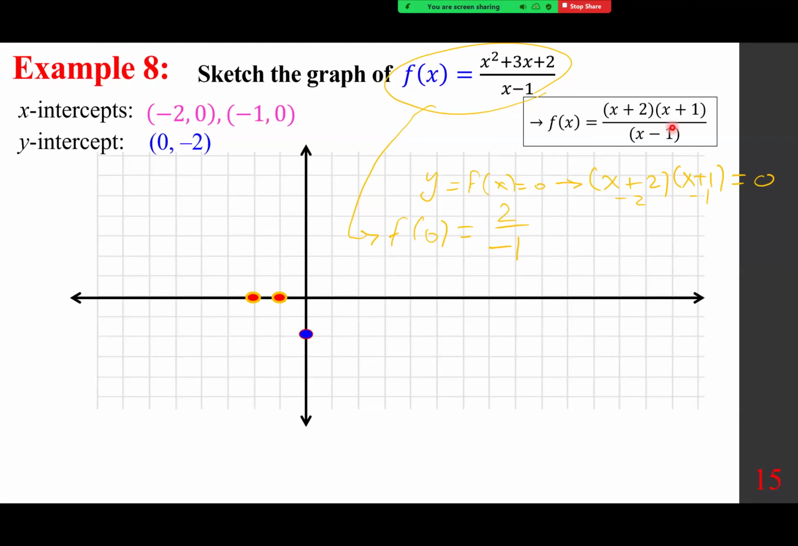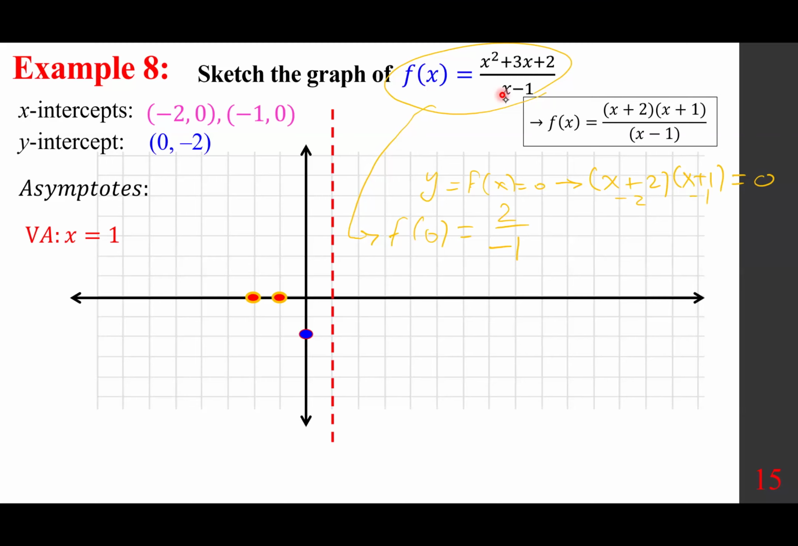Vertical asymptote is very simple. The denominator is 0, x equals 1. So the vertical asymptote, VA for short, is x equals 1. Now, the degree of the numerator is 2, the degree of the denominator is 1. The difference of 1 says there is no horizontal asymptote, there is an oblique asymptote. We can find it by either long division or synthetic division. So here's the vertical asymptote. Let's draw it.